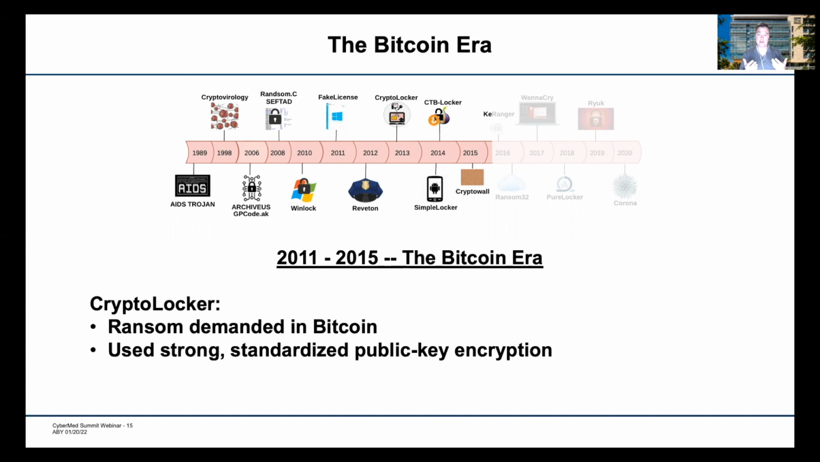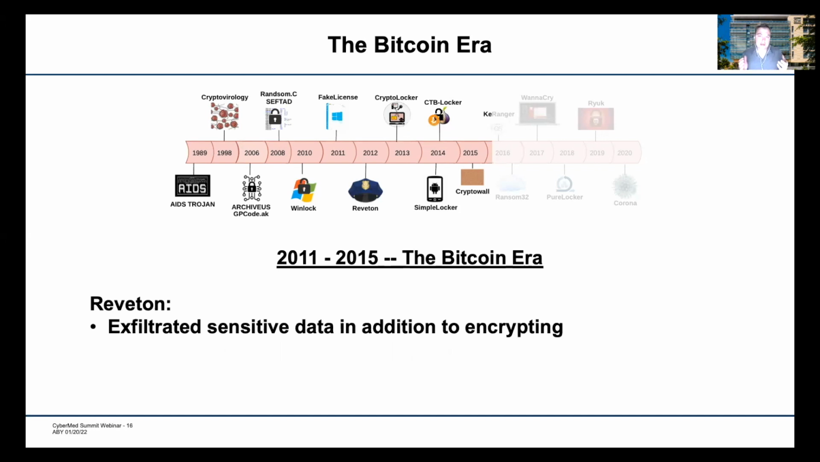This was their way of enabling companies to pay them without having to tell them who they are or setting up some sort of anonymous bank account that the companies had to pay through. And so this really led to the modernization of ransomware. CryptoLocker was one of the first ransomwares that demanded payments in Bitcoin, and now almost all of them do. And of course, by this point, ransomware has matured a little bit and now uses strong standardized public key encryption.